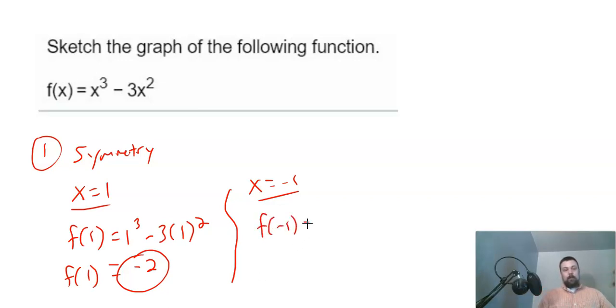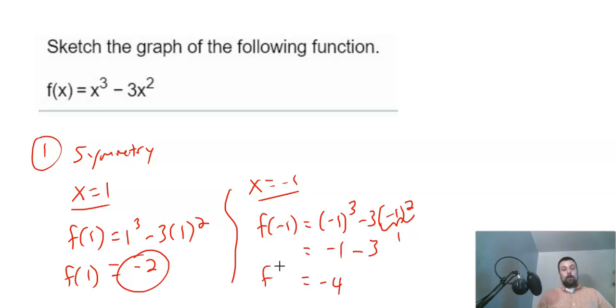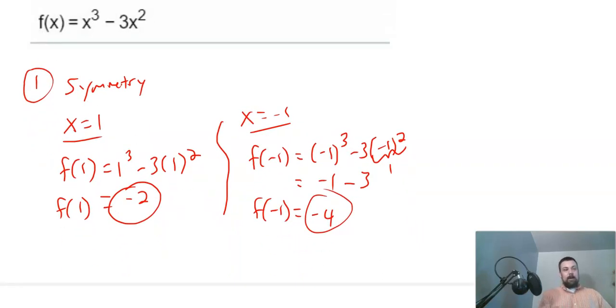We plug in -1 for x. We get -1 to the third power minus 3 times -1 squared. That's going to be -1 plus, not plus, it'll be minus 3, right? Because -1 squared will be +1. -3 times 1 is -3. And that gives me -4. Right? So it's neither, right? I don't get -2, I don't get +2. So it's not even, it's not odd, it's neither.